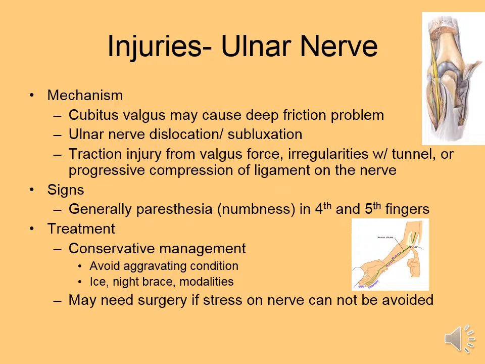Treatment here would be conservative management as far as avoiding aggravating activities, so we try to have the person maybe not throwing as much if that's causing a problem. We'll put them in a night brace, because a lot of times when people are having ulnar nerve injuries or ulnar neuritis, they'll have more numbness or tingling or pain if they wake up with their arm or elbow completely flexed or completely extended. So we usually put them in a middle position. We'll also use modalities and ice to try to calm it down.